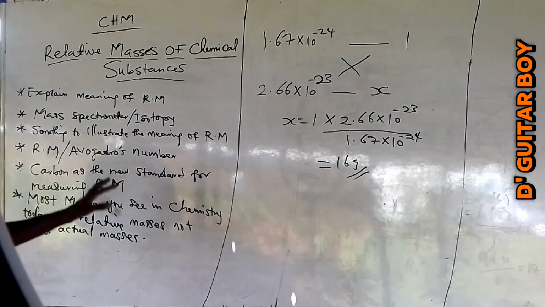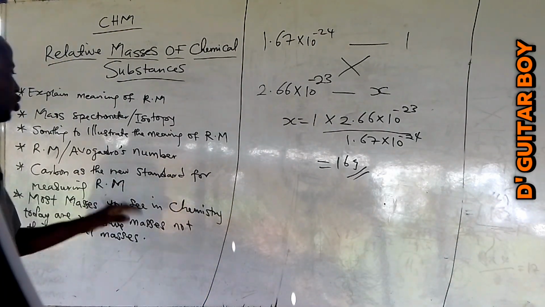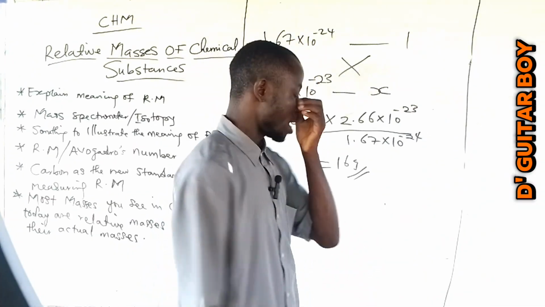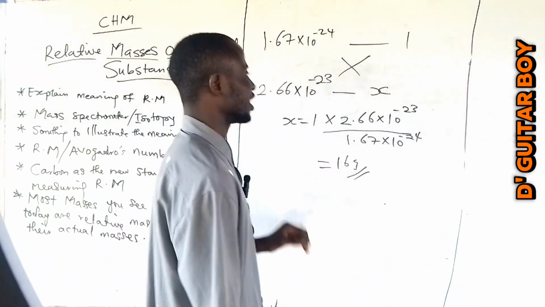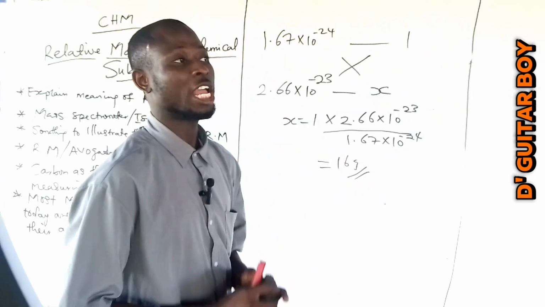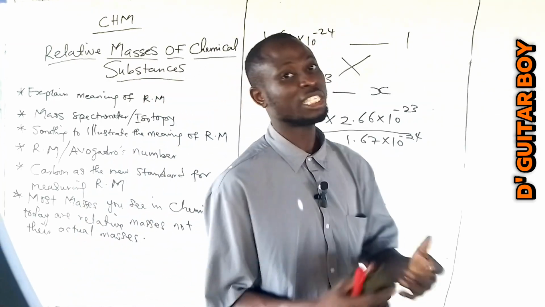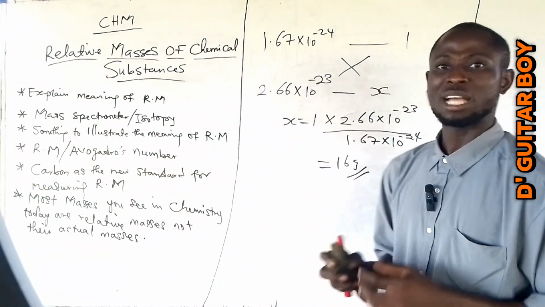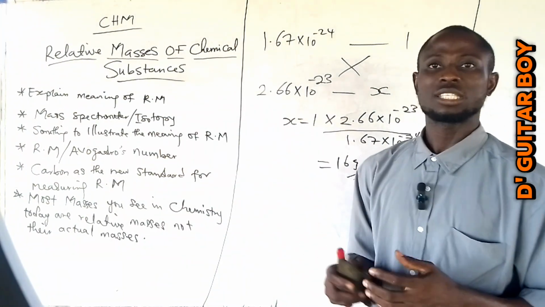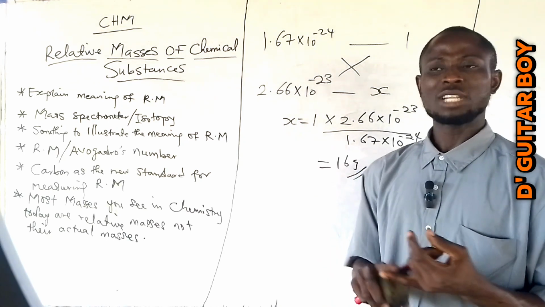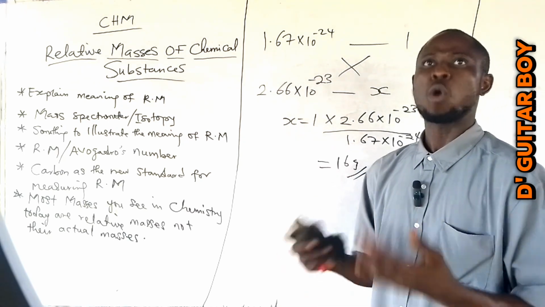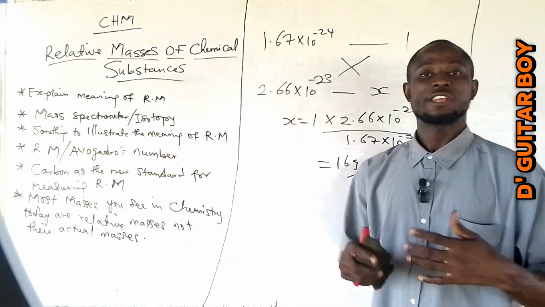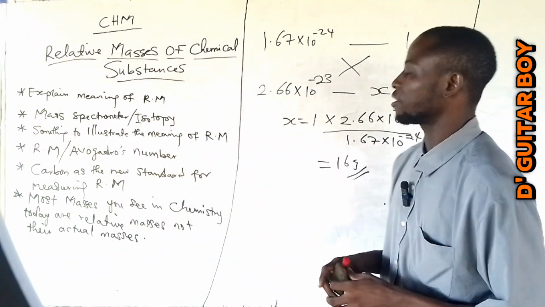Now we are done with this third one. The next one is carbon as the new standard for measuring, the standard reference point. Today we no longer use hydrogen as our reference point. Today we now use carbon as our reference point. The reason being that hydrogen is not stable, is not consistent. The mass of hydrogen is not consistent. Another reason is that it is not as common as carbon. So today we use carbon as a reference point.